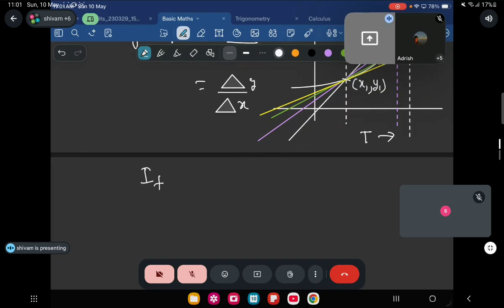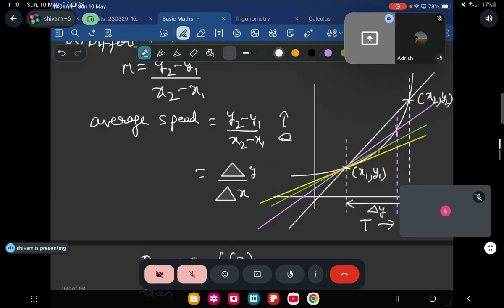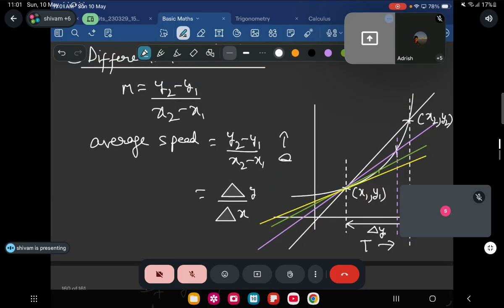So if y is equal to f of x, then let us say that the interval length is delta y. Sorry, this interval length is delta x. I'm drawing a different diagram to show it properly.